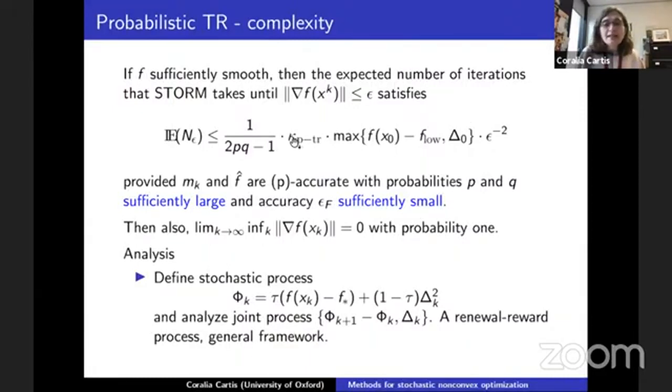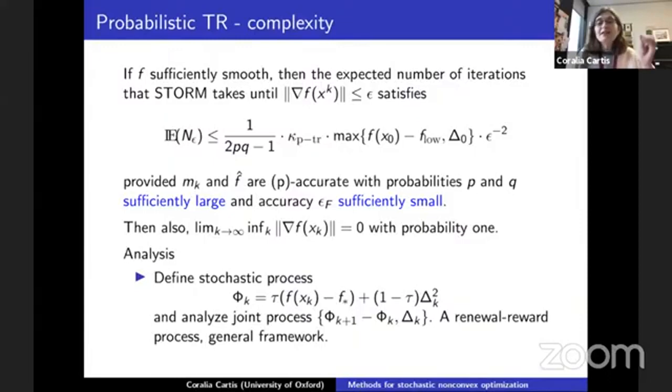The complexity changes by, again, a constant factor, depending on the probability of both the model and the function estimates of being good. So they have to be, well, together they have to be greater than a half. However, the true statement is, this is no longer true for any p and q greater than a half. This is no longer true.